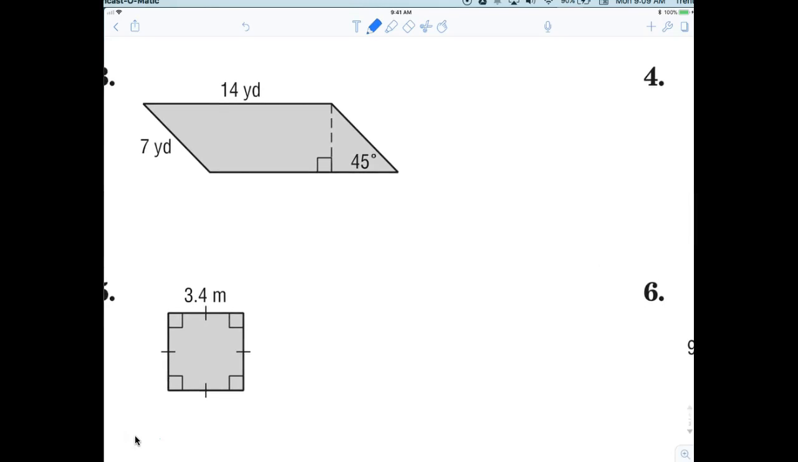Number 3. Here we go. Now again, the base times height. So the base of that is 14. Now the hard part. This is 7, right? No, it's radical 2. Are you getting larger or smaller? Smaller, so we have to divide. So this would be 7 divided by radical 2. And then you'd have to rationalize it again, guys. So that'd be 7 radical 2 over 2.